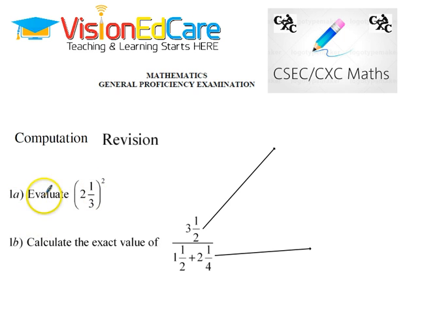So part A, you're asked to evaluate 2 1/3 all squared. What you need to do is to work out what is inside the bracket here. So 2 1/3 is the same thing as 3 times 2, 6, add 1, that's 7. So we have 7/3 all squared.